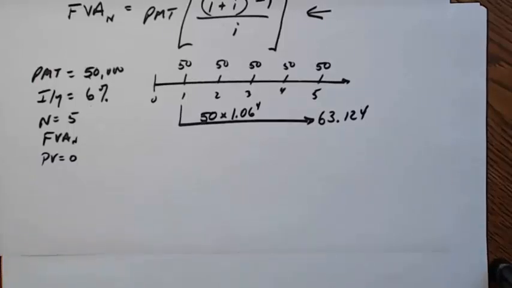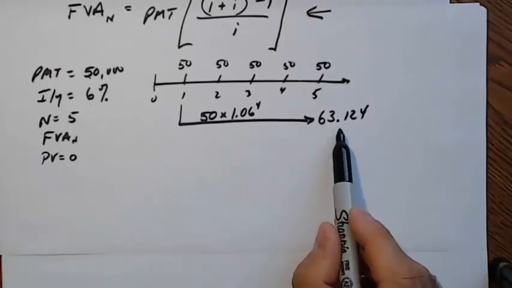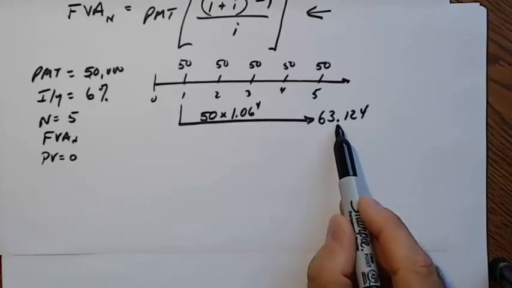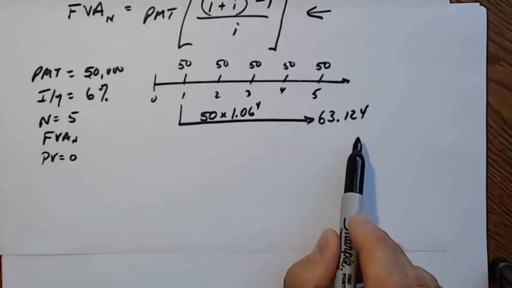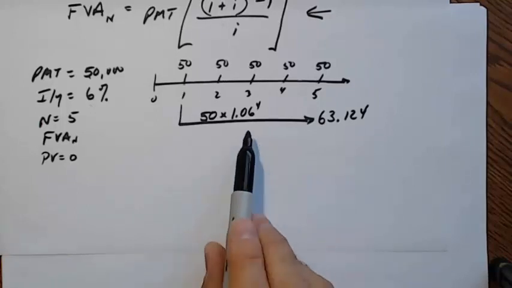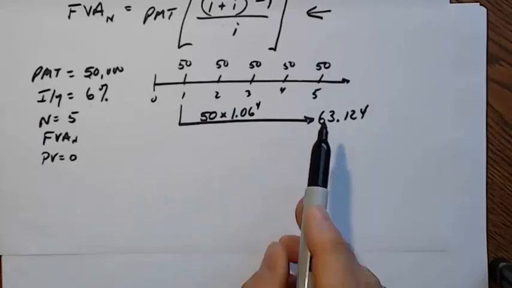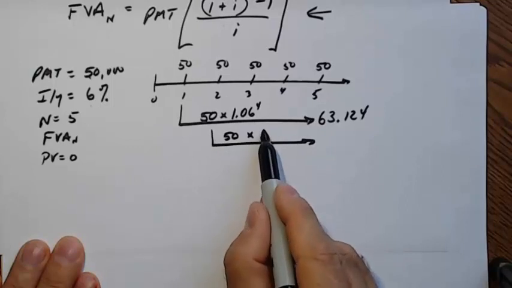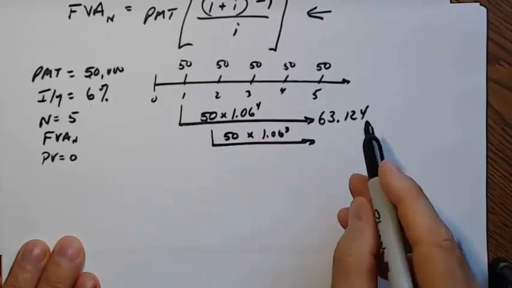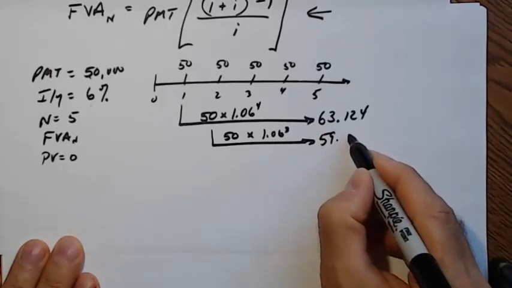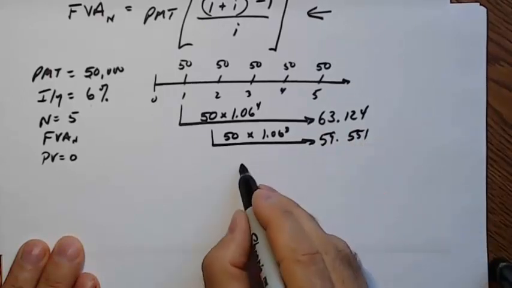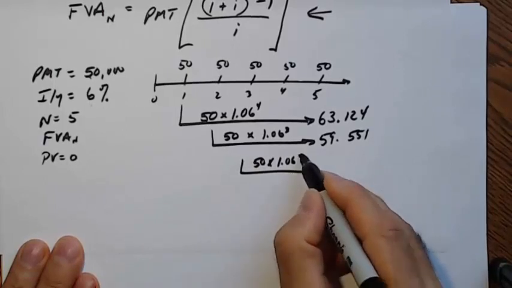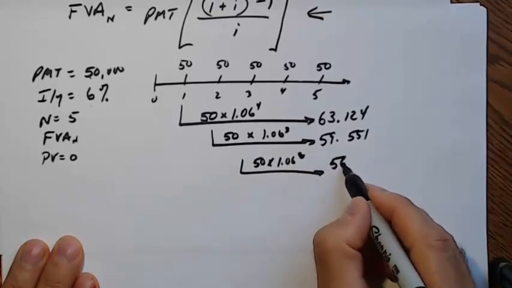63.124. Okay. Now I'm back to this is $63,124. I want to keep it out 3 decimals to the right here. So the first cash flow gets compounded 4 periods at 6%. The second cash flow, 50 times 1.06 to the third, gets compounded 3 periods. That's 59.551. The next cash flow gets compounded over 2 periods, and that's 56,180.